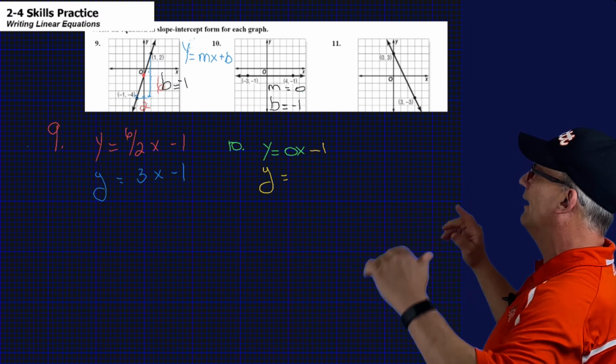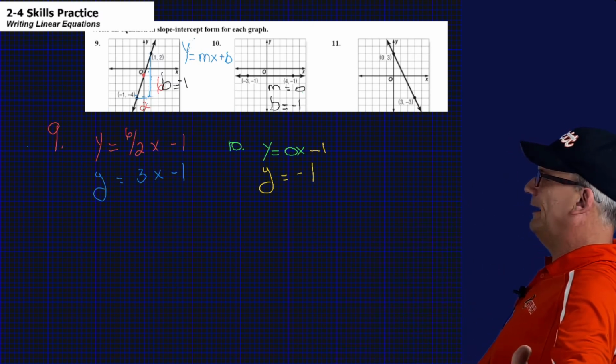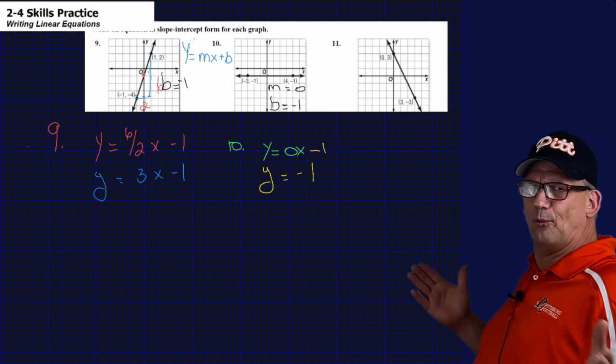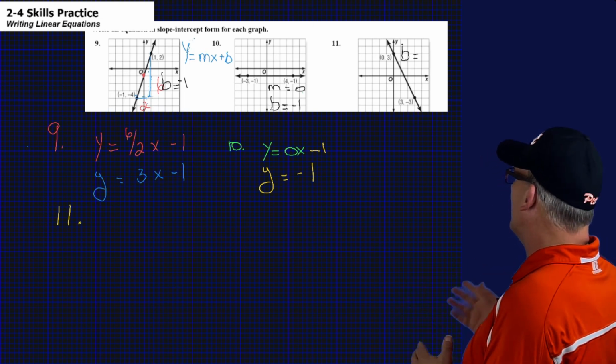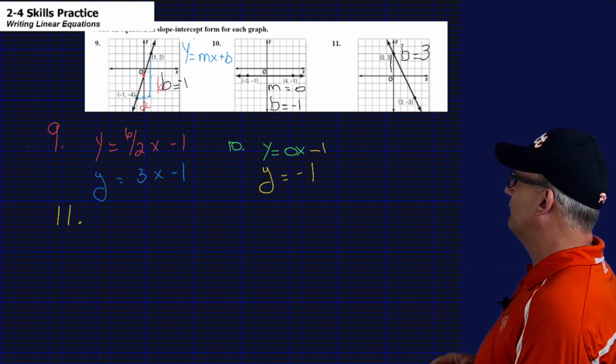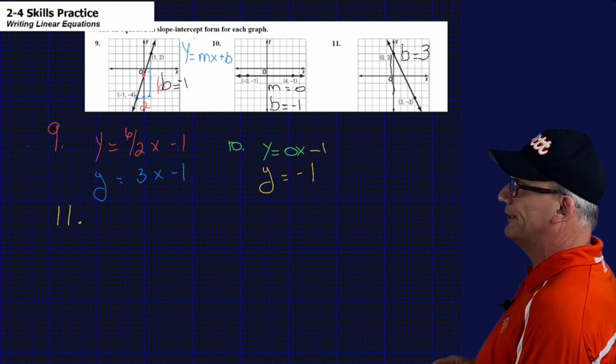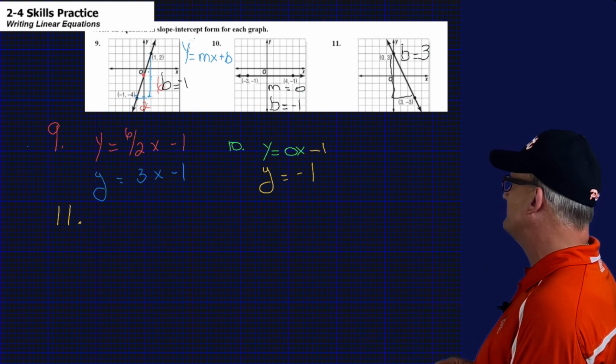Guess what? No calculating. If it's given to you in a graph, why wouldn't you do it that way? Why would you bother with all the math? All right, the next one. It's a straight line. It goes through negative 1. We know that that's y equals negative 1. It's got a slope of 0.